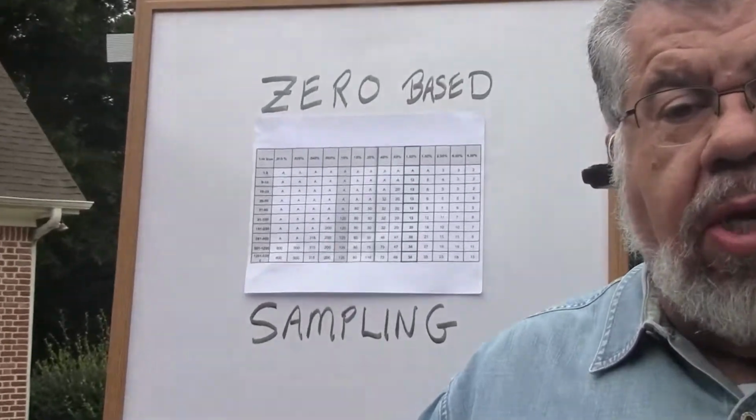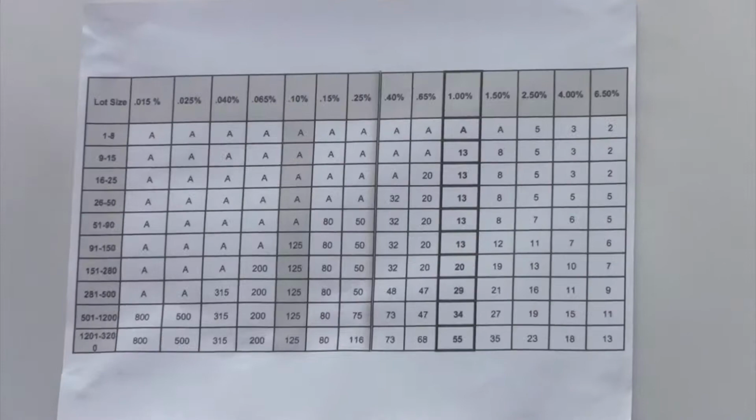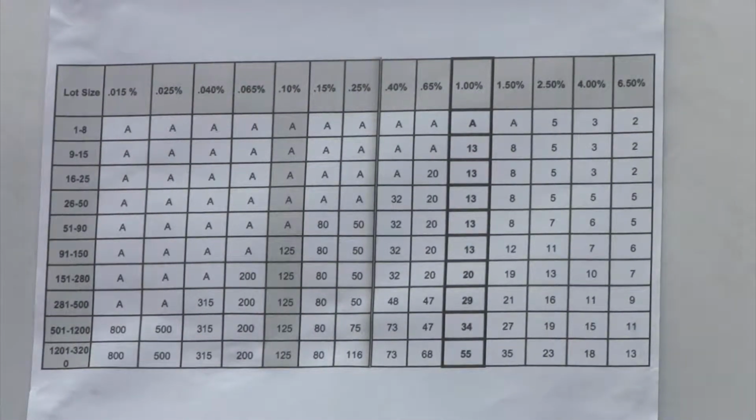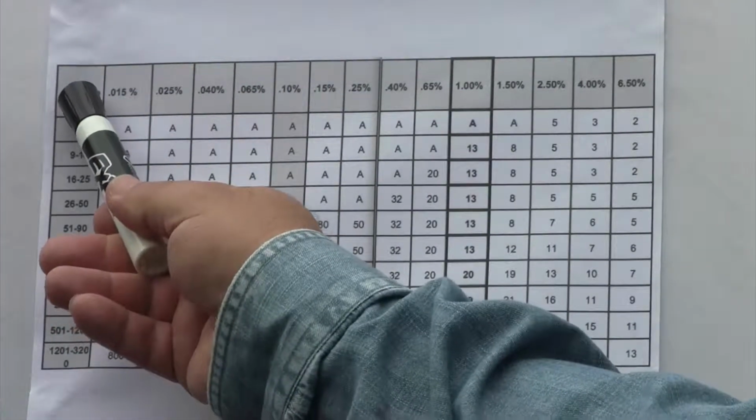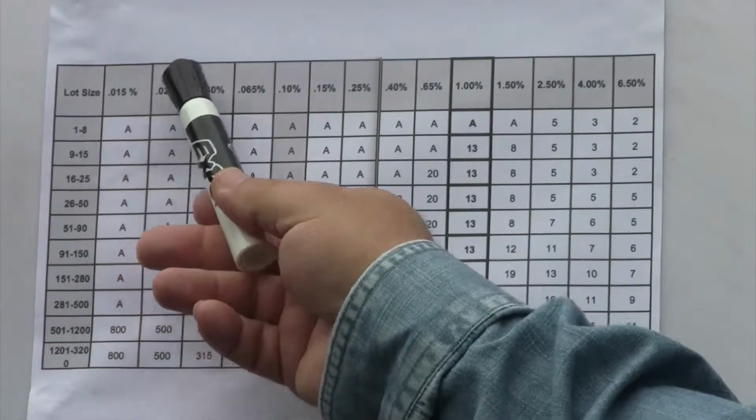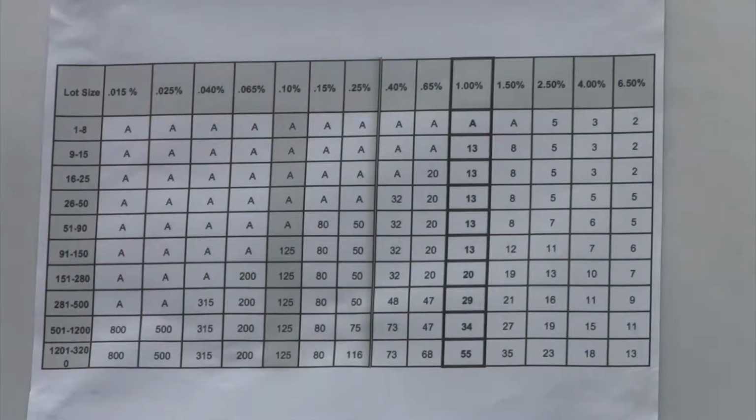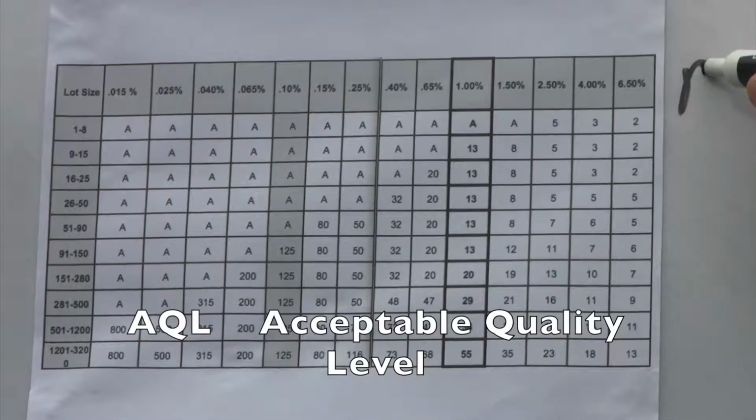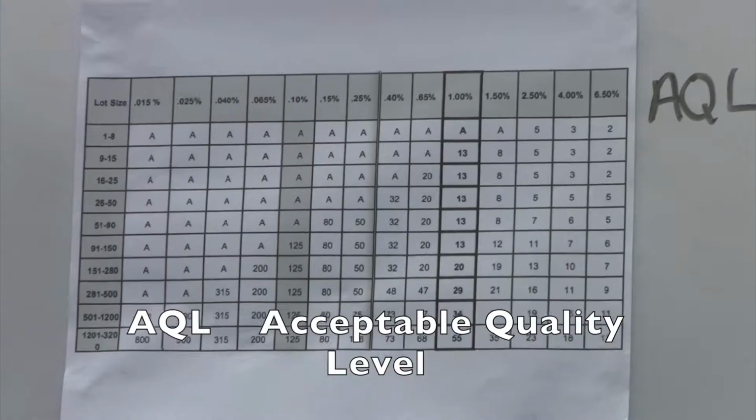Now let's take a closer look at the sampling plan here. And we see along the top, you'll see lot size, and then you'll see percentages. Now these percentages are called AQLs. And AQL stands for acceptable quality level.